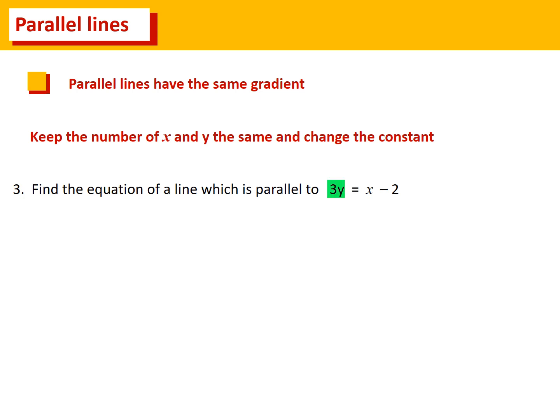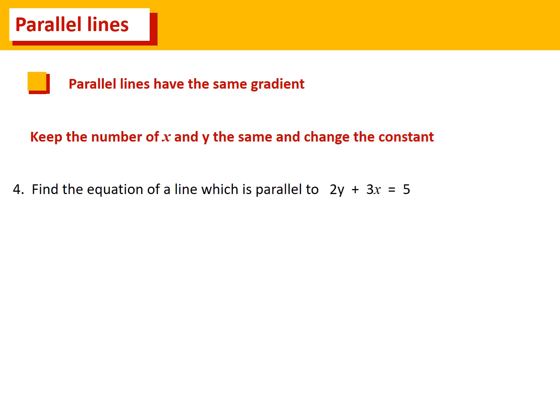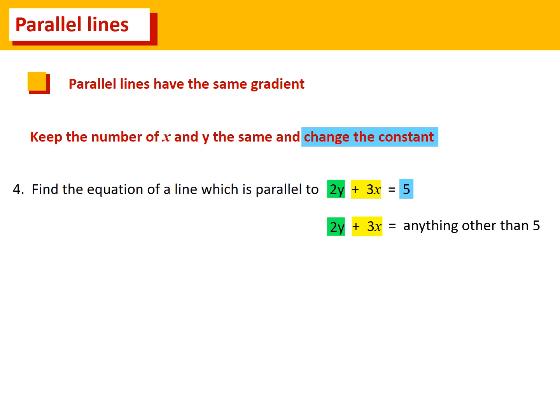Example number 3, those are the y's, those are the x's, keep them the same, change the constant. The constant is subtract 2, so anything other than subtract 2, okay, and that will give you a parallel line. And in example number 4, we've got 2y and plus 3x, so we keep that the same. 2y plus 3x equals, well, we just need to change the number. That number's a 5, so it can equal anything other than 5. Anything other than 5 will give you a parallel line.